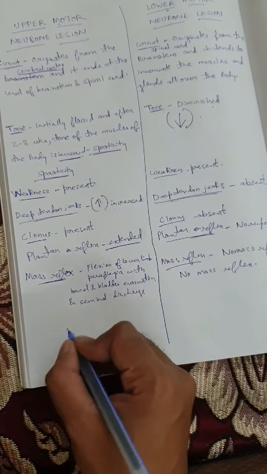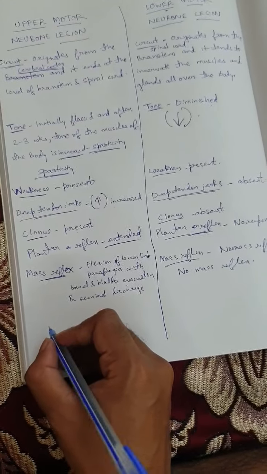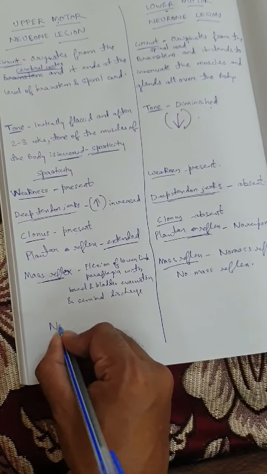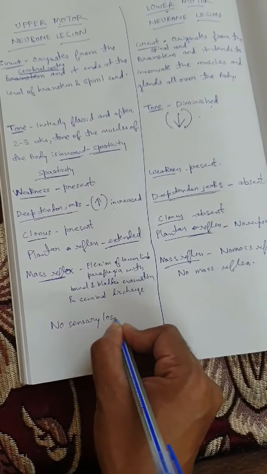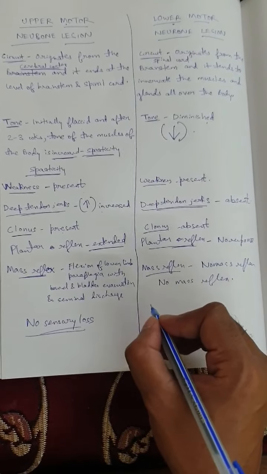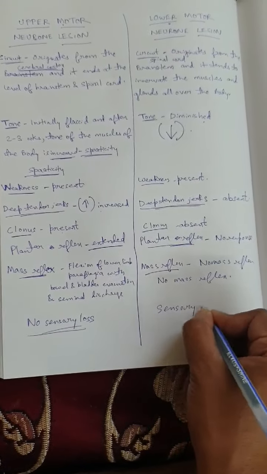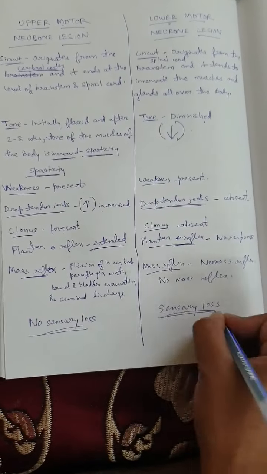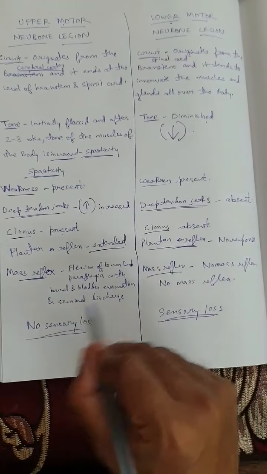Now the sensory condition, what is it? In upper motor neuron lesion, there is no sensory loss. That means the patient is able to feel everything. And in case of lower motor lesion, there is sensory loss. This is one positive point of lower motor neuron lesion. Sensory loss is present, and in case of upper motor neuron lesion, there is no sensory loss.